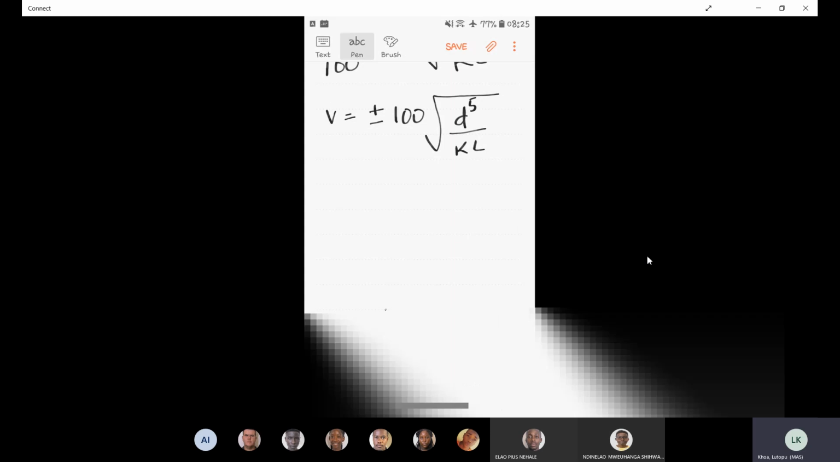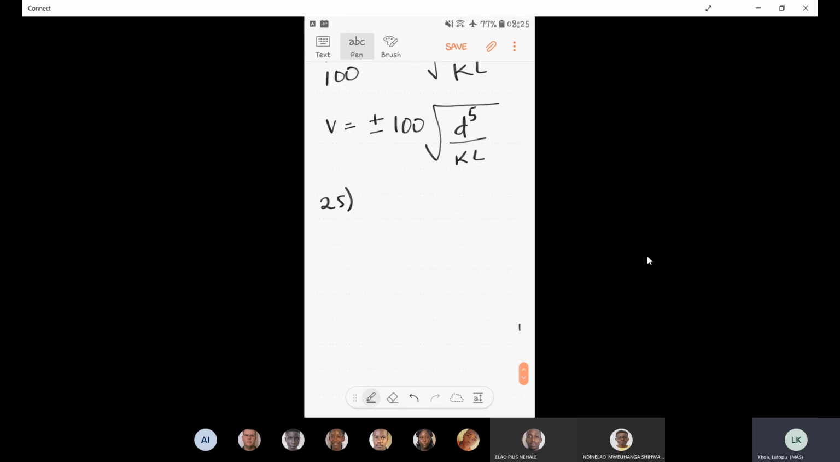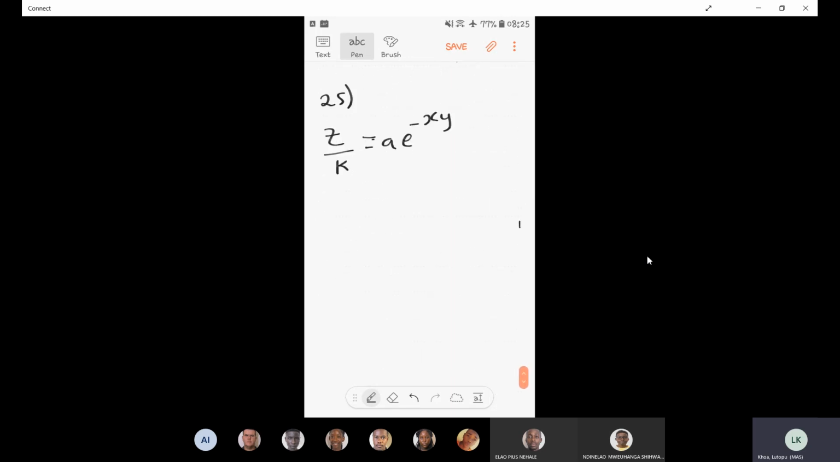Then number 25, we have Z over K is equal to A e to the power of minus x y. Okay, we have to make x the subject of the formula. So again, here x is my exponent. So I know that I will have to introduce logs.